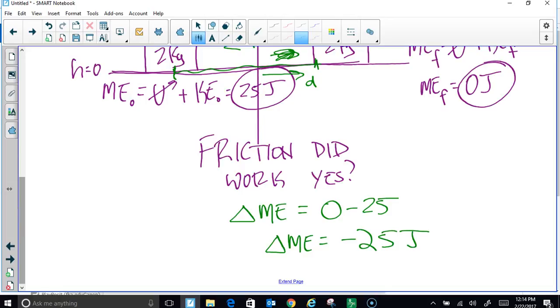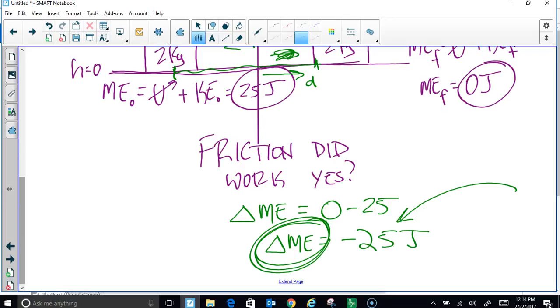How much work do you think friction did? Even if we don't know the distance or the force, how much work do you think friction did? I'll give you one guess. See, the work done by any non-conservative forces is going to show up as that change. Because if conservative forces do things, it doesn't change the mechanical energy. But non-conservative forces are the very thing that produce this change.